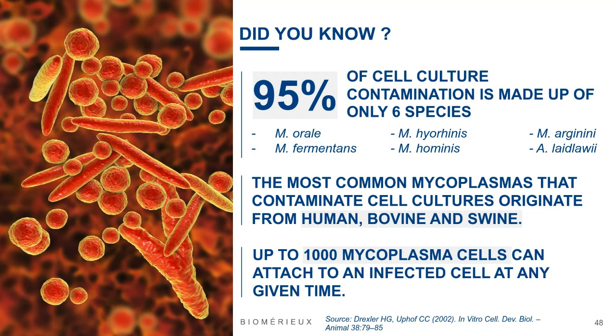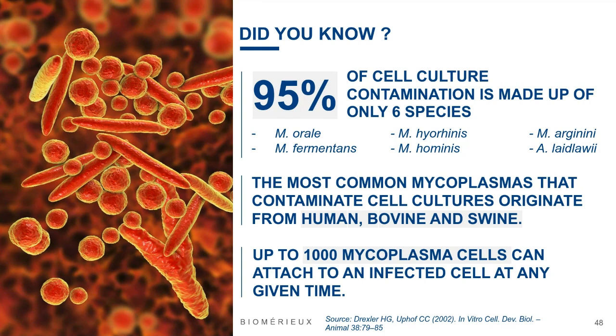However, did you know that 95% of cell culture contamination is made up of only 6 species of mycoplasma? These species are Mycoplasma orale, Mycoplasma fermentans, Mycoplasma urinis, Mycoplasma hominis, Mycoplasma arginini, and also Acholeplasma laidlawii. Also, the most common mycoplasmas that contaminate cell culture originate from human, bovine, and swine. And up to 1,000 mycoplasma cells can be attached to an infected cell at any given time.